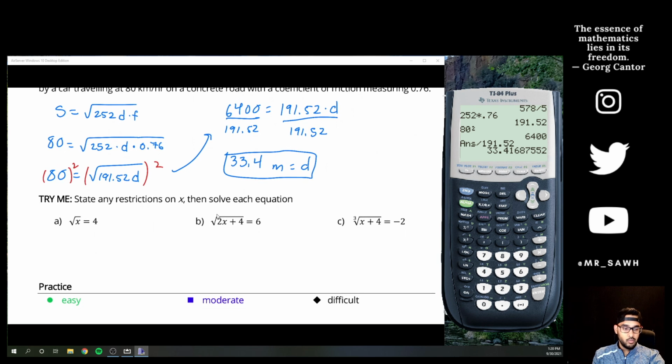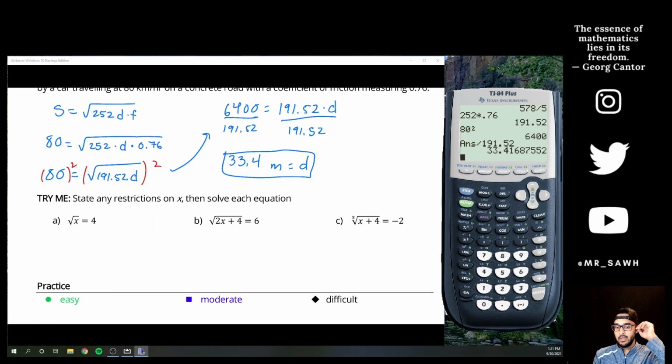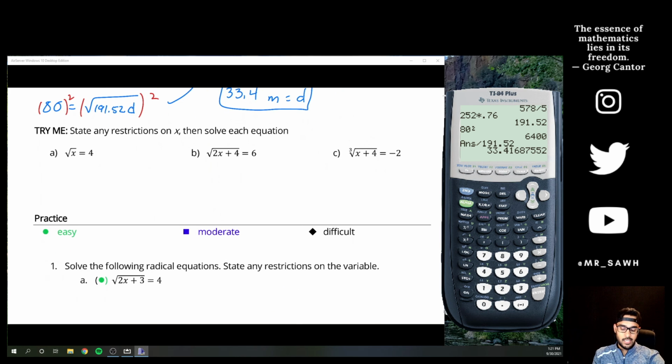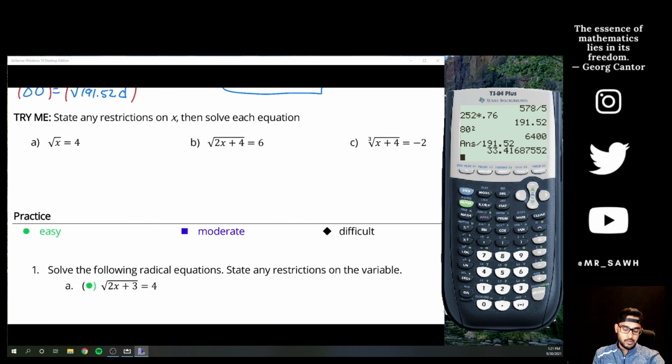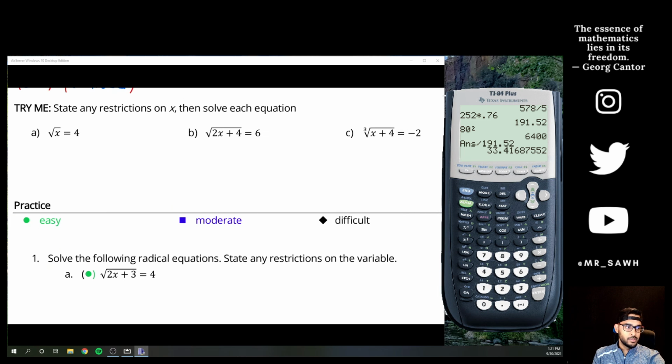Nothing's any different. If you want to try them out right now, hit pause. I'll do them all in the video. That way you can see the solution. But try them out. See how they go. See how you did. Okay, so hit pause right now if you just want to try them. And once you're done, hit unpause and then see how it went.